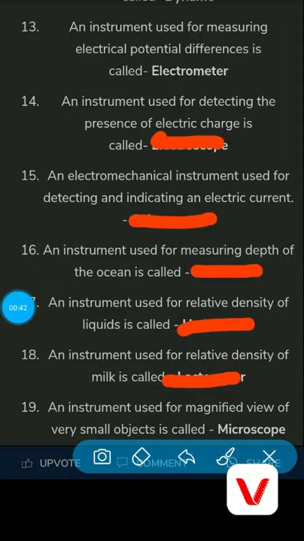Then the 14th question, an instrument used for detecting the presence of electric charge is called an electroscope. So to detect the presence of electric charges in that material, it's an electroscope. Then question 15, an electromechanical instrument used for detecting and indicating an electric current. Okay, this instrument which is detecting and indicating an electric current is a galvanometer.